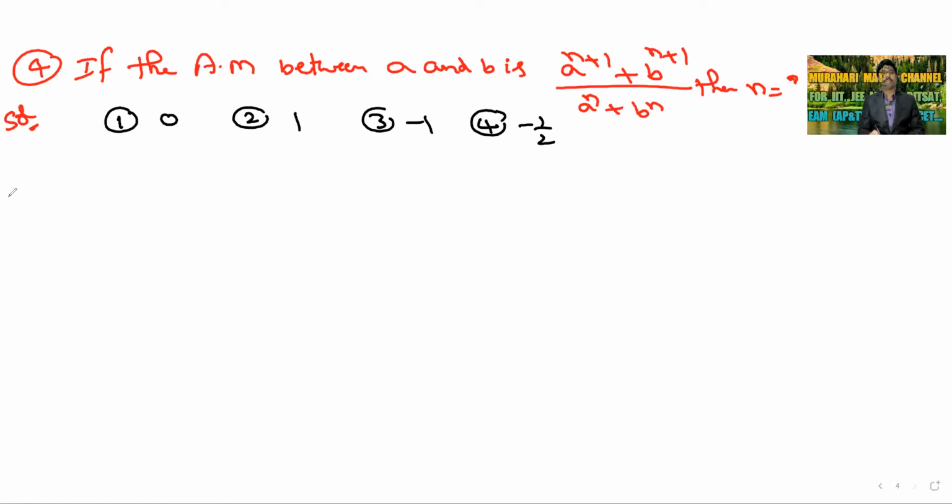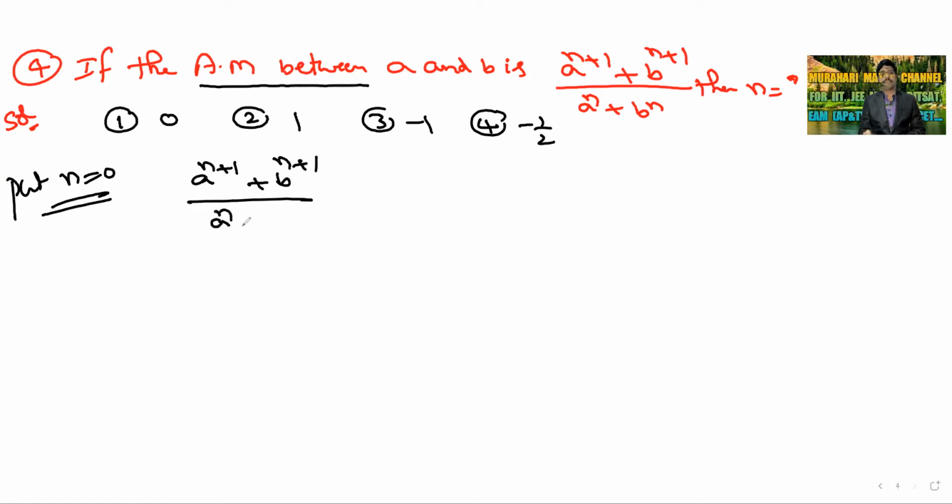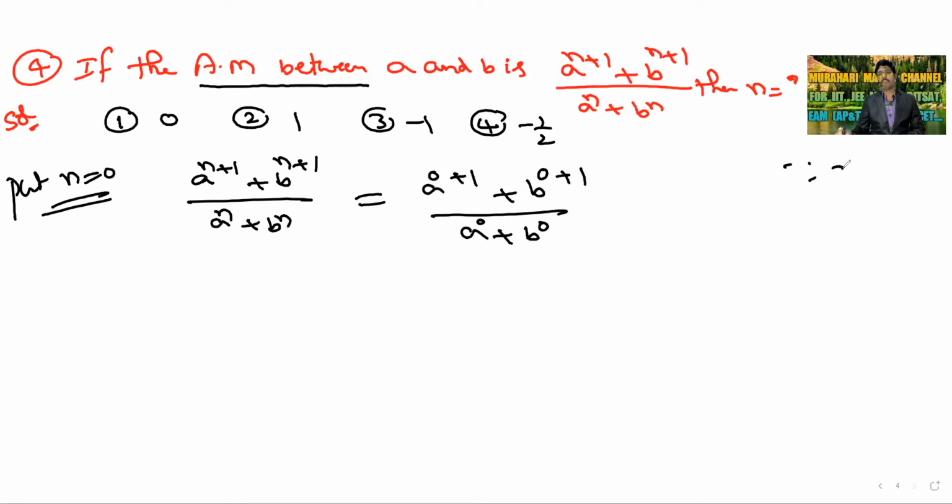So by using the verification method, put n equal to the first option. Let us take the first option, n equal to 0. What is given? The arithmetic mean between A and B. A to the power n plus 1 plus B to the power n plus 1 by A to the power n plus B to the power n. It is going to be A to the power 0 plus 1, B to the power 0 plus 1, by A to the power 0 plus B to the power 0. Anything to the power 0 is equal to 1. So it is going to be (A plus B) by 2.